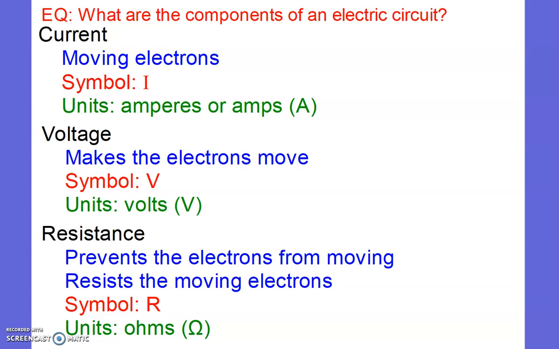The question in this video is, what are the components of an electric circuit? Now, just as water current is the flow of water molecules, electric current is the flow of electric charge. Electric current is defined as how fast the electric charge moves in a circuit. The higher the electric current, the faster the electric charge moves.